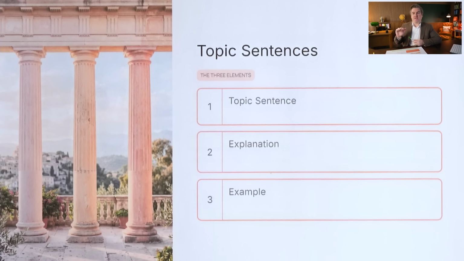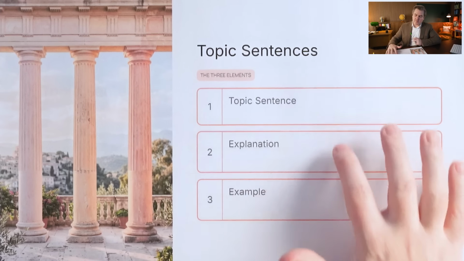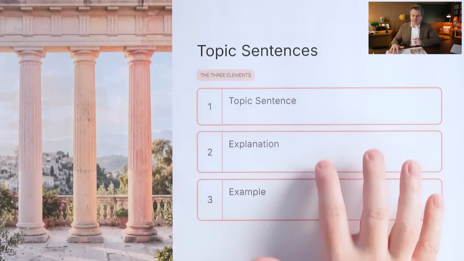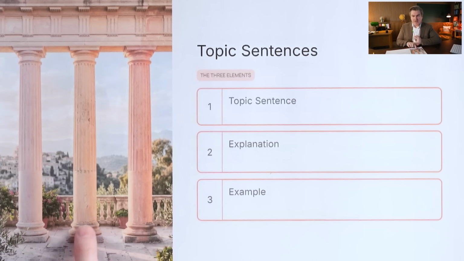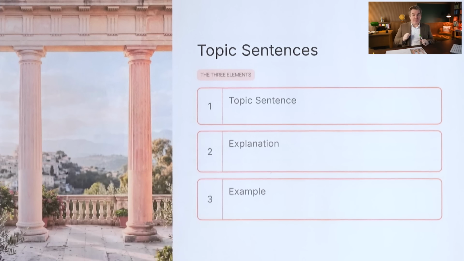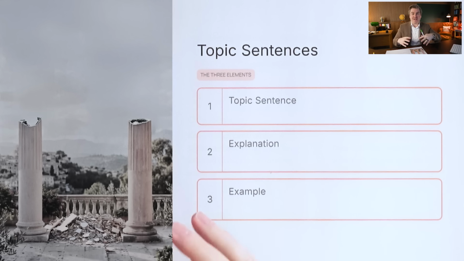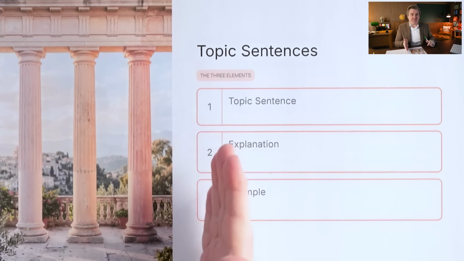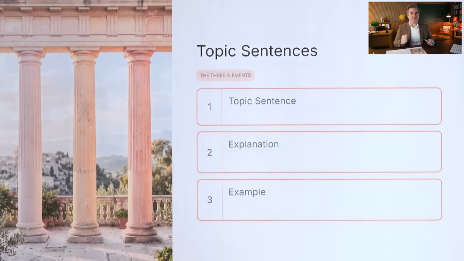One of the things that our VIP students like is this 3 pillars analogy. So think of your main body paragraphs, your topic sentence, your explanation, your example, as 3 pillars holding up a structure. If you take one of the pillars out, the whole structure collapses. You need each of them, and each of them needs to be strong, each of them needs to be good.